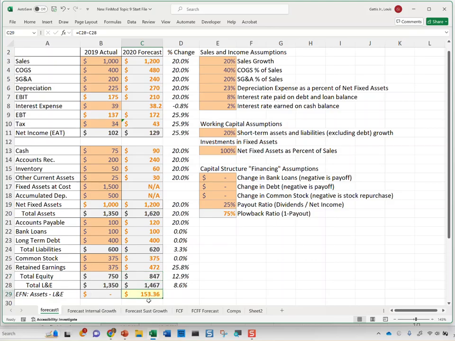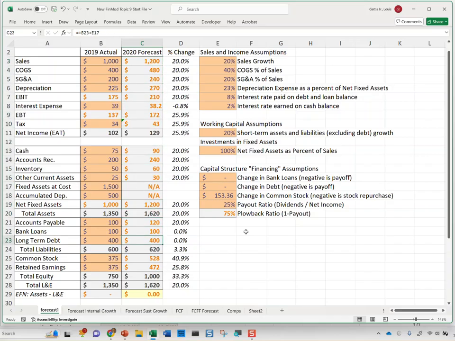Again, here's the difference between L&E and assets, 153. One easy way to get rid of that is just issue $153.36 of stock. If I do that, the balance sheet is automatically balanced. My common stock goes from 375 to 528. I get that extra $153, and that'll be used to buy the assets that are needed.